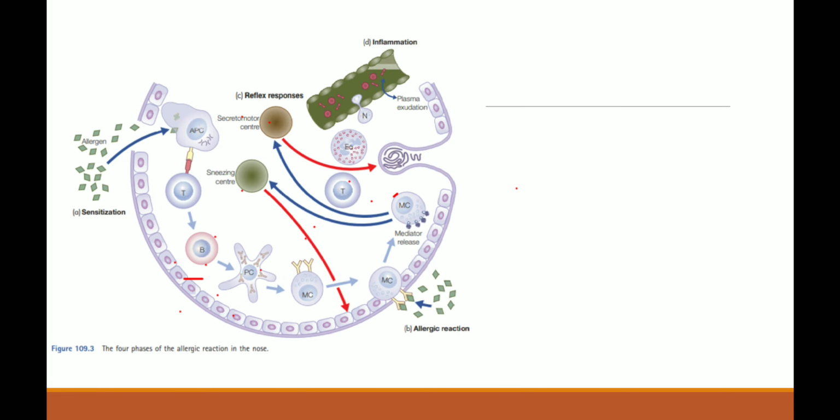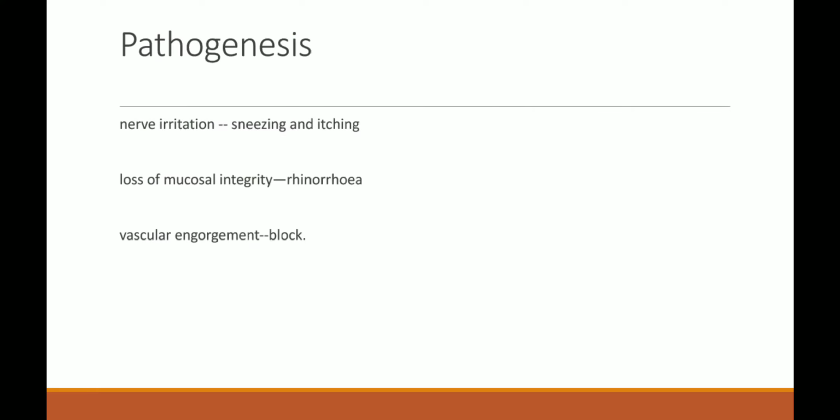So that's all regarding the pathogenesis of allergic rhinitis. The sneezing and itching is mainly due to the nerve irritation. Rhinorrhea is due to loss of mucosal integrity, and vascular engorgement leads to nasal block.